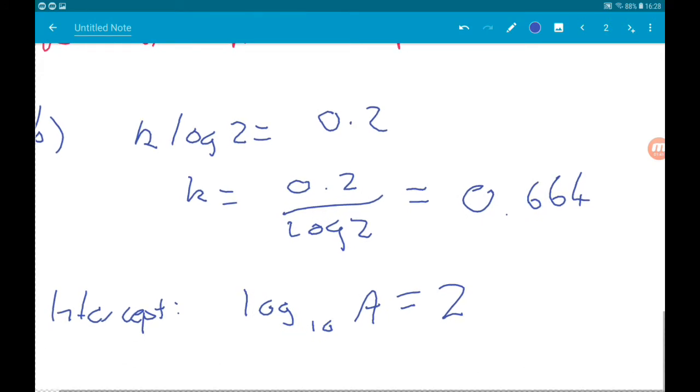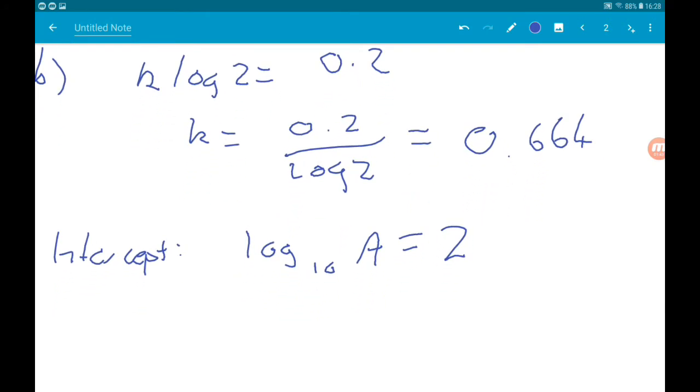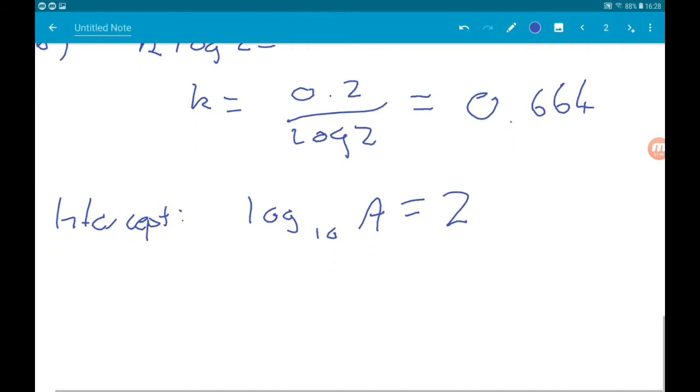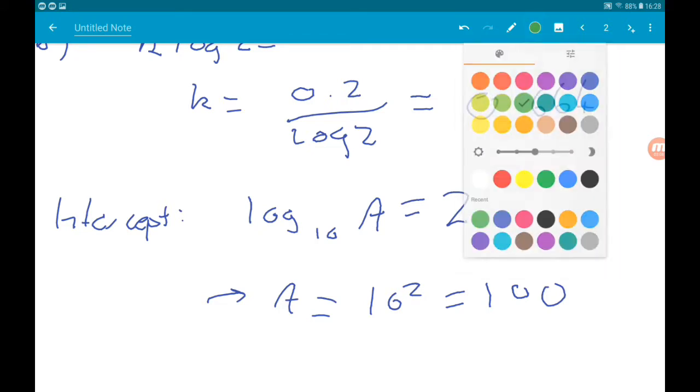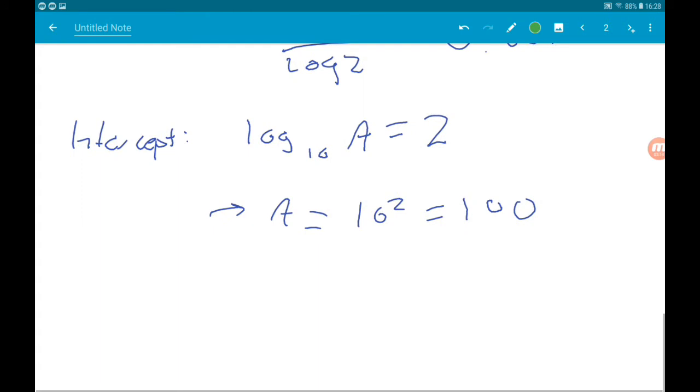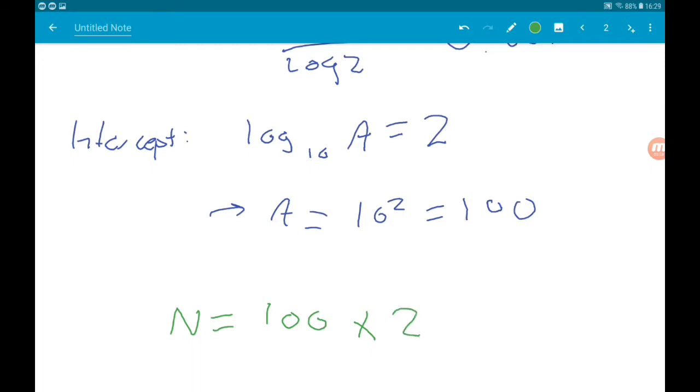Now, that means that 10 to the power of 2 is equal to A. So, A is 10 squared, which is 100. So we don't need to here, but what we can do is write out his model. So we now know that N is 100 times 2 to the 0.664t. Cool.